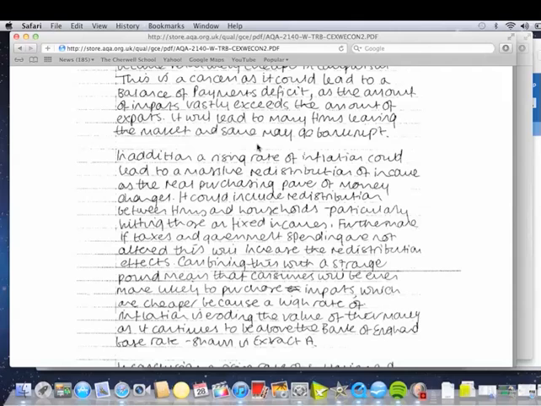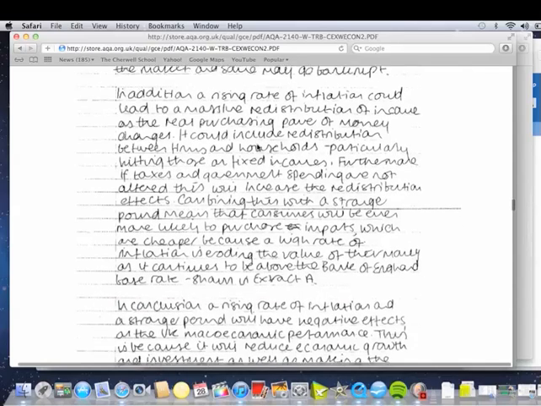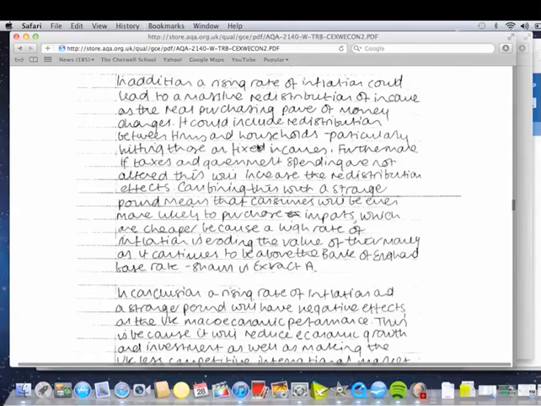And also think about the pound was strong for a long, long period of time. British companies did find ways to make productivity gains, to maybe switch to the domestic market. So think about how markets can cope, or maybe how governments might be able to respond here. Okay. In addition, a rising rate of inflation could lead to massive redistribution of income.